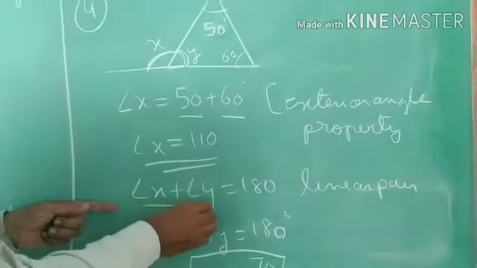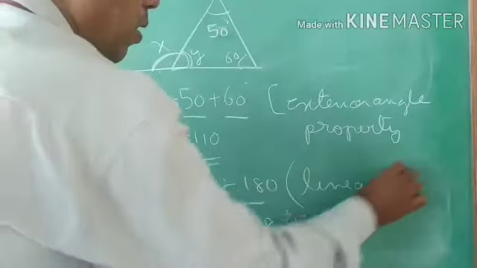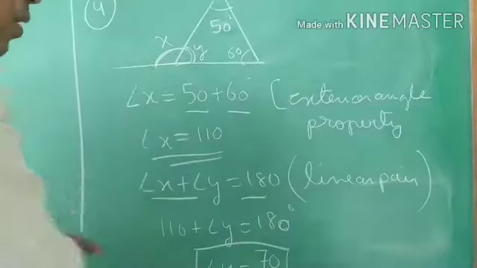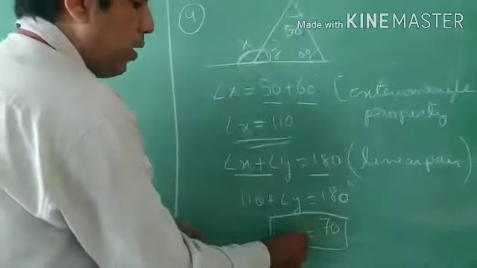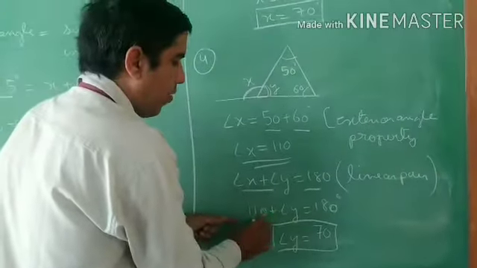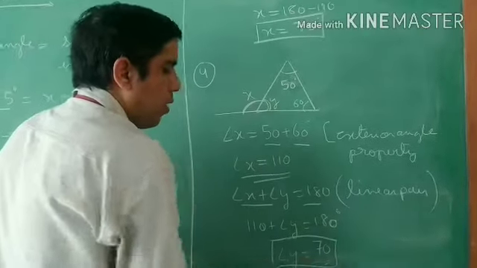Now angle x plus angle y is equal to 180, a linear pair. You can write in bracket, linear pair. So 110 plus angle y is equal to 180. Therefore angle y is equal to, this will transfer to this side, and it comes 70 degrees, the answer.